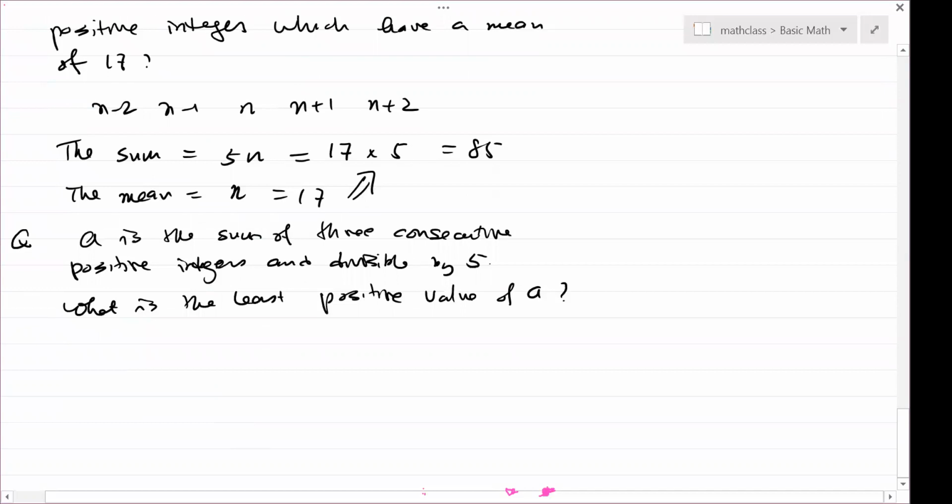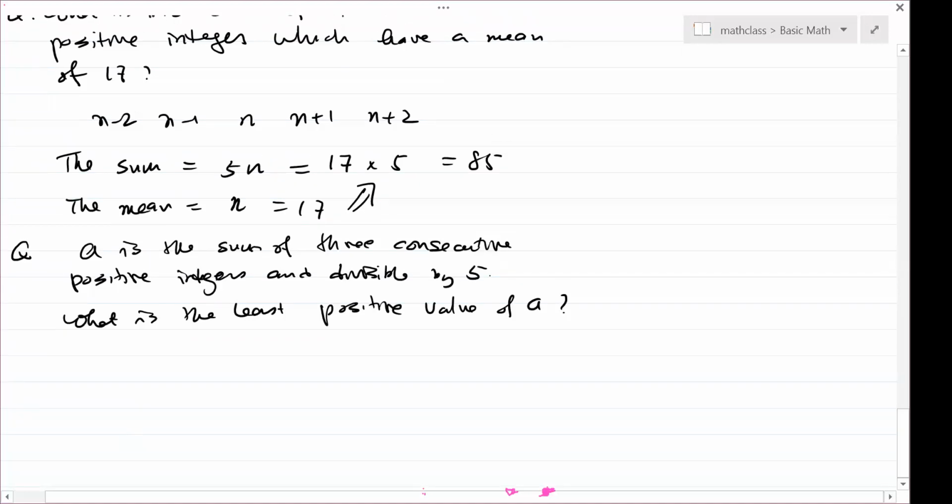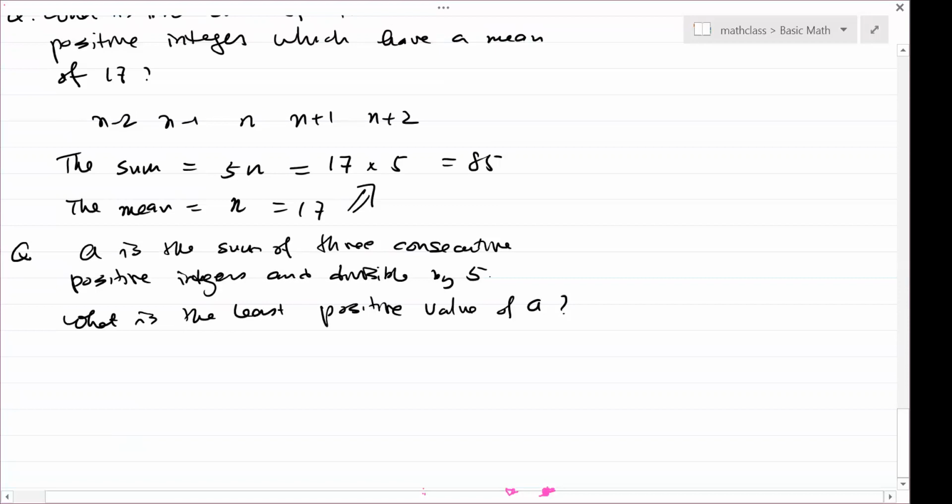Least possible value. What do I mean? Yeah, it means the smallest possible value satisfying the condition, because there are many values you are going to get. You have to pick the smallest one. Okay. That's right.